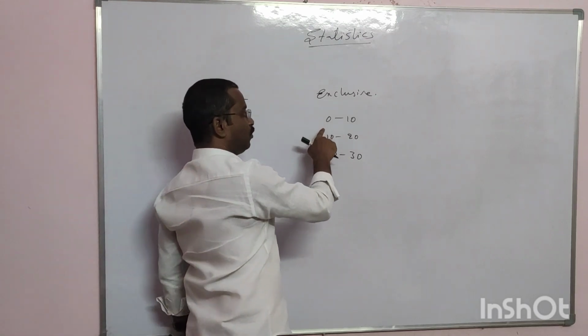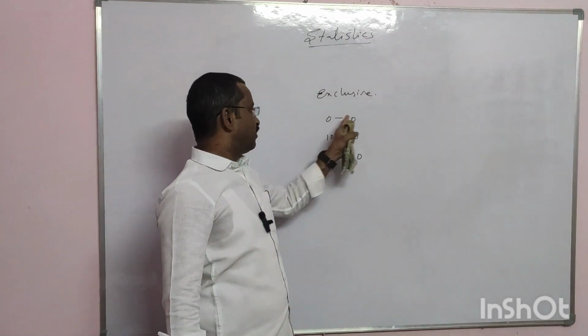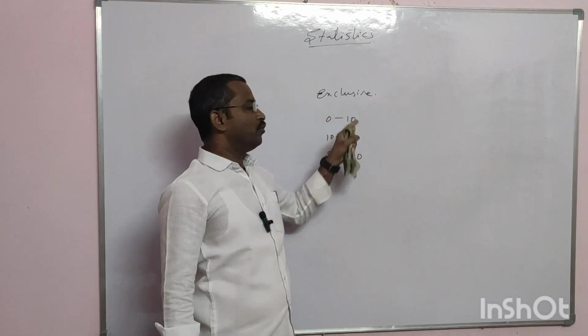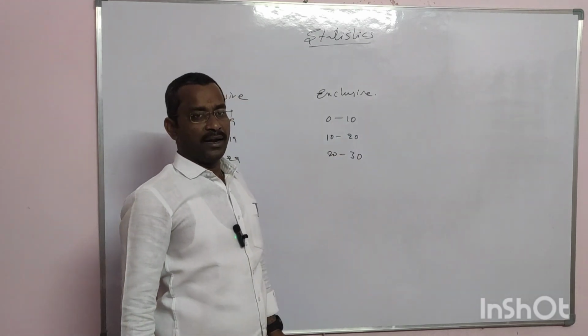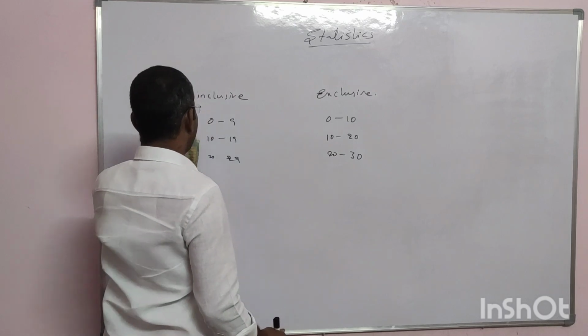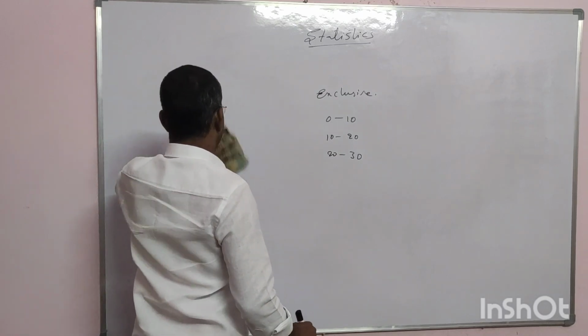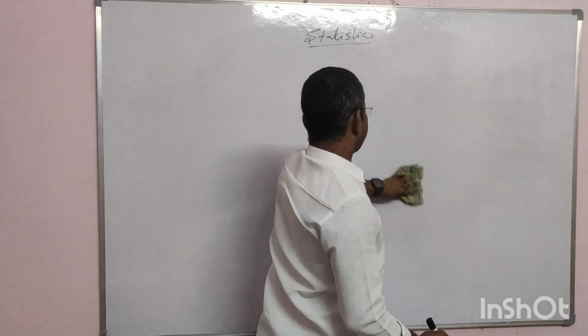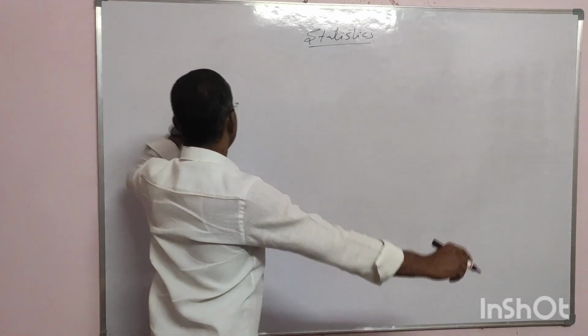If you are selecting two consecutive classes, and the first class's last value and the next class's first value are equal, then it is going to be exclusive data. And by using that data, we will be finding the three measurements: mean, mode, and as well as the median. Let's go one by one.